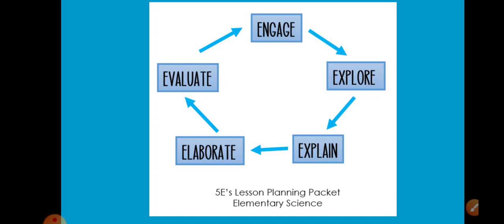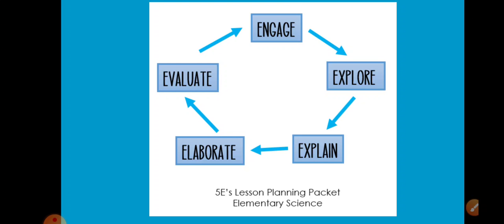So of course, 5 E's stands for engage, explore, explain, elaborate, and evaluate. As you can see, there is an arrow, right? It shows what? A cycle. So from engage, you will now go to explore. After explore, you go to explain. After explain, you go to elaborate. After elaborate, you go to evaluate. And after evaluate, you go back to engage. So it doesn't mean that after you evaluate, it's finished, but you need to start the cycle again.